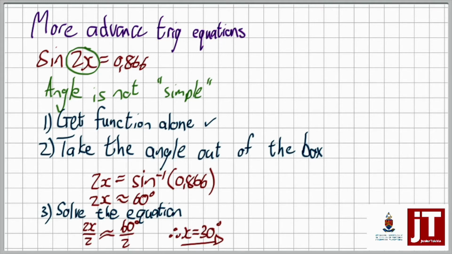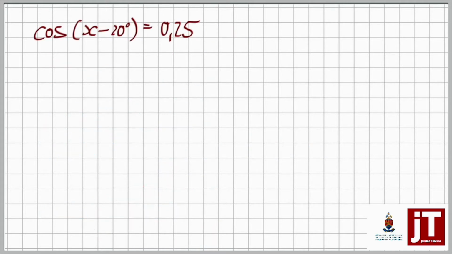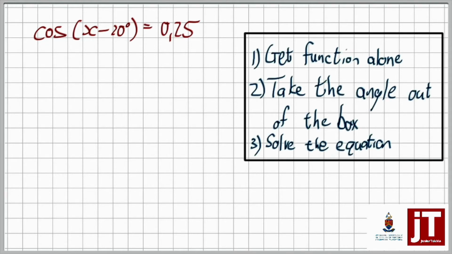Let's have a look at another example. Cos of x minus 20 equal to 0,25. Is it simple? Hell no, it's not simple. There's that x minus 20, but the problem is, because it is in brackets, it is inside the cos function. So the contents is inside the box. But step 1, which is get the function alone, has already been done because cos of its angle is alone.